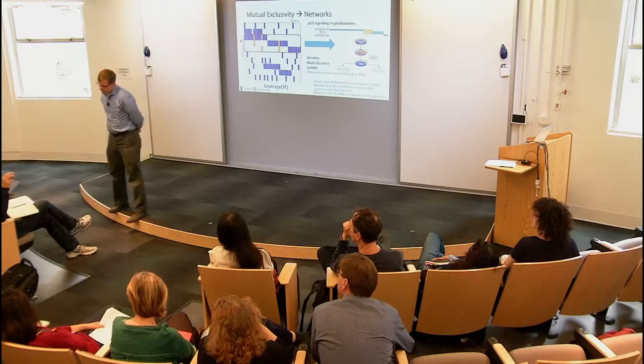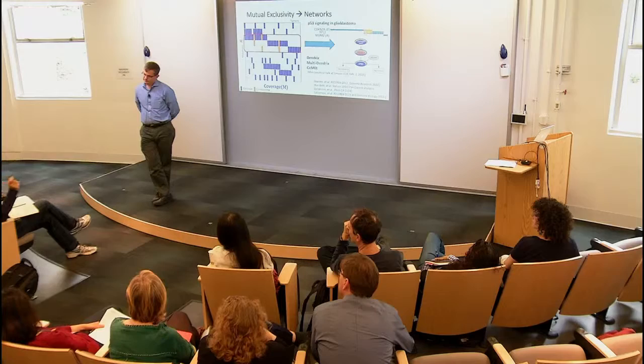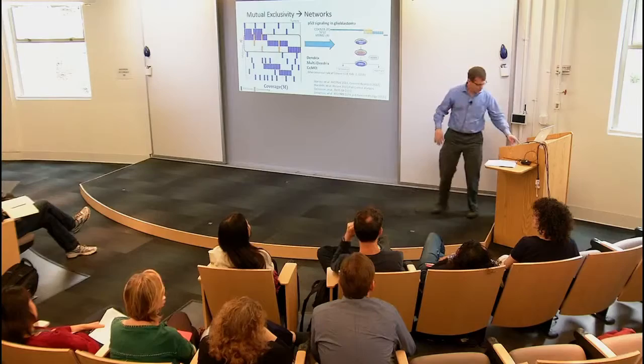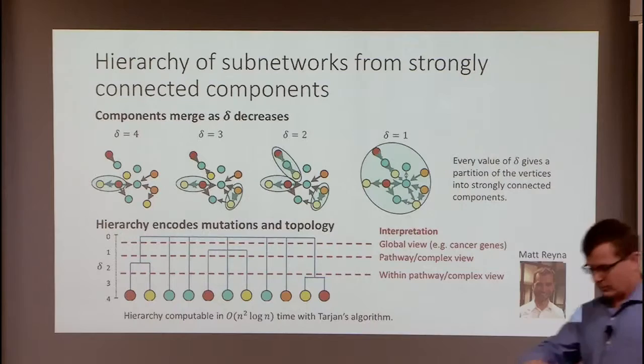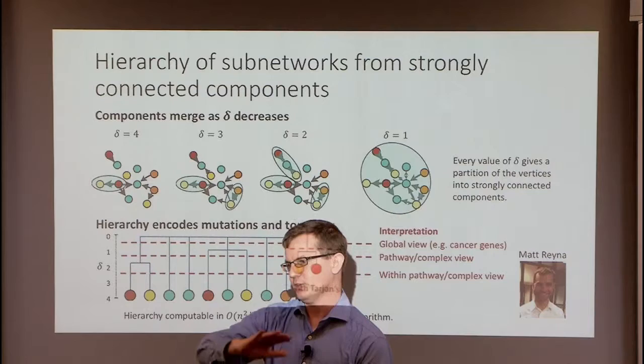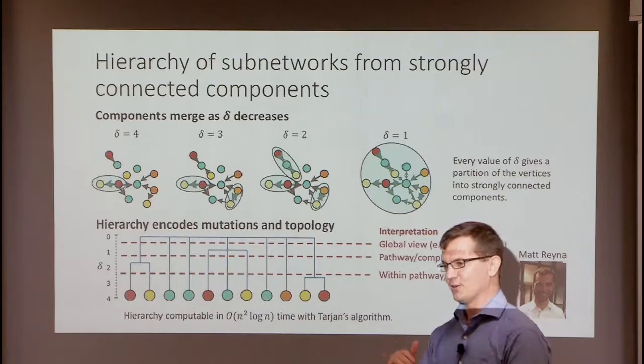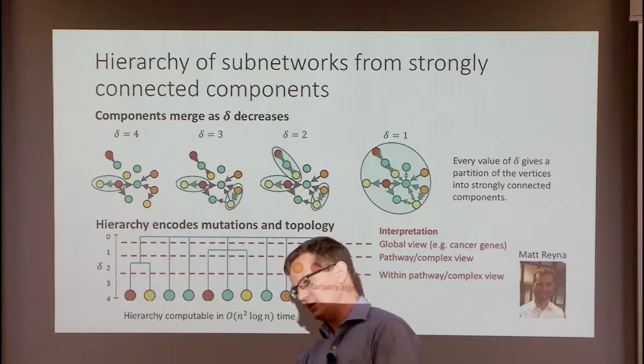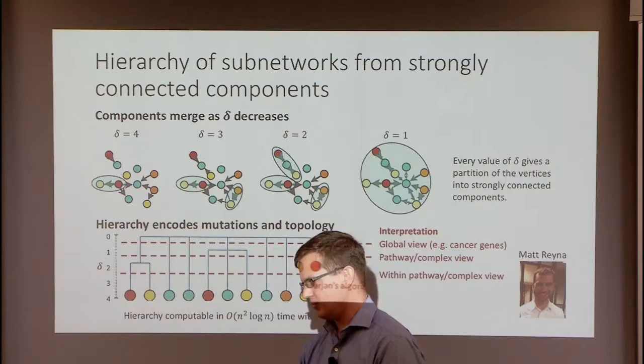In the hierarchy of subnetworks, what's the measure that you're using for similarity? Right, that comes down to this thresholding. We started with this similarity matrix, which is a complete weighted graph, and then we thresholded it and found strongly connected components. The point is, you don't have to threshold. You could just compute the strongly connected components over all choices of threshold. And in fact, you can do this efficiently. There's a version of Tarjan's algorithm that does a hierarchy of strongly connected components. So it's the same similarity matrix, you're just varying the threshold. And that similarity matrix came from the heat times the mutation scores.